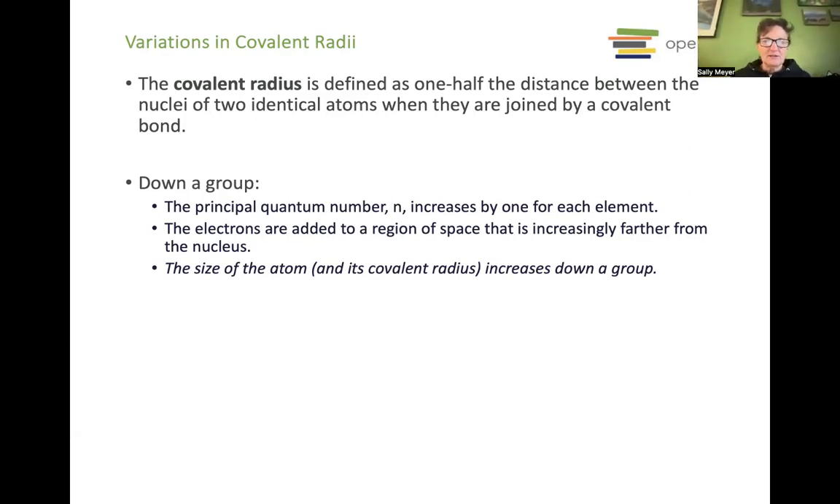So as we look down a group, the principal quantum number increases by 1 for each element, and the electrons are added to a region of space that's increasingly further from the nucleus. So as n gets bigger, the probability of where you find the electron gets further from the nucleus. Therefore, the size of the atom gets bigger. So the size of the atom and its covalent radius increases down a group for that reason.